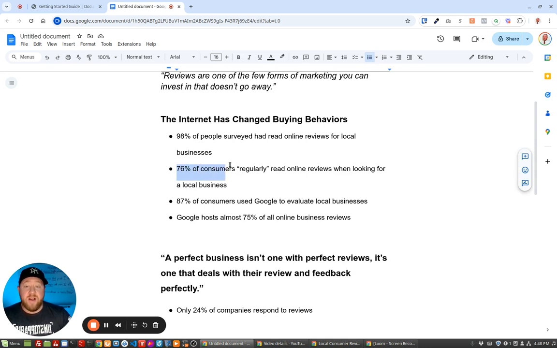76% of consumers said they regularly read online reviews when looking for a local business. 87% of consumers used Google to evaluate local businesses. This is important because 76% of consumers are regularly reading online reviews when they're shopping, trying to decide which local business they want to go with, if they're searching for a plumber or a heating and air company or a car mechanic or a real estate agent or whatever it is. Well, 87% of them are going to Google. So where does that tell you that you need to focus your reviews? On Google, right? And so we're going to help you do that.